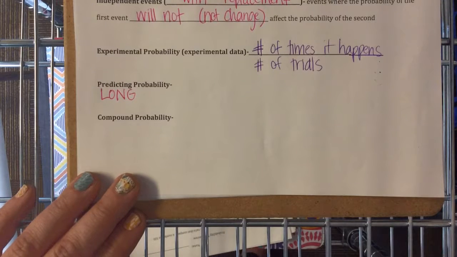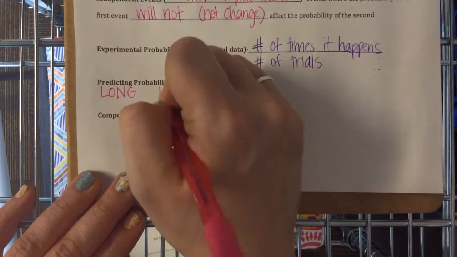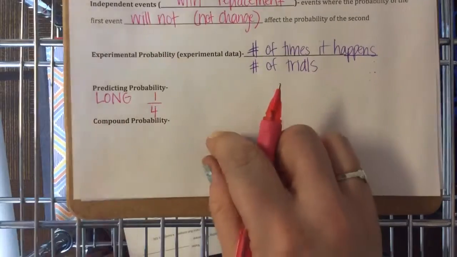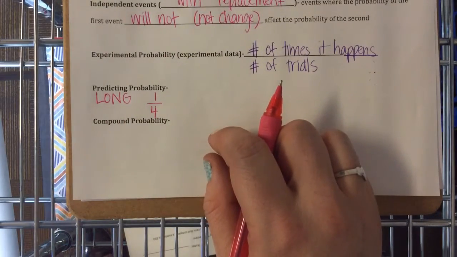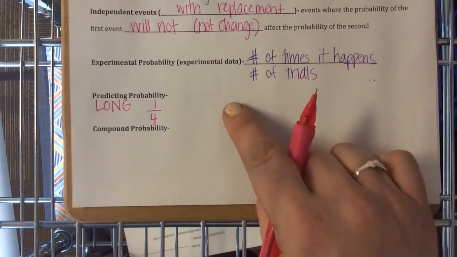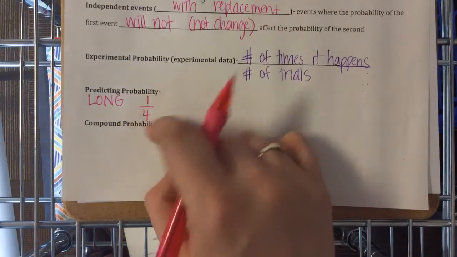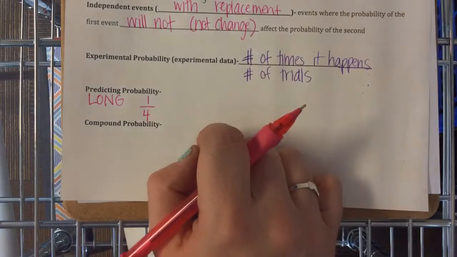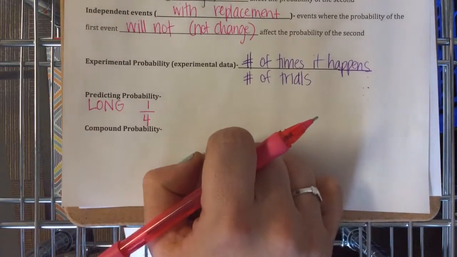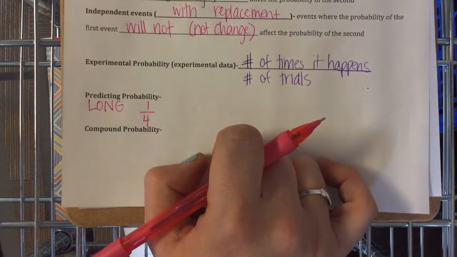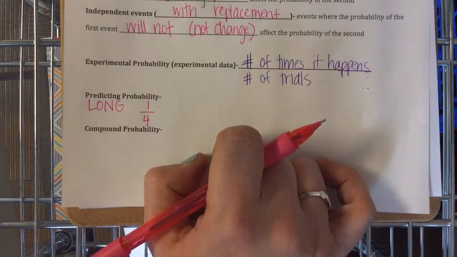What is the probability of drawing or picking a vowel? 1 out of 4. Because there is one vowel, an O, and there are 4 letters. So let's pretend I have L, O, N, and G in a bag. And I ask you to pick one, record your data, put it back.